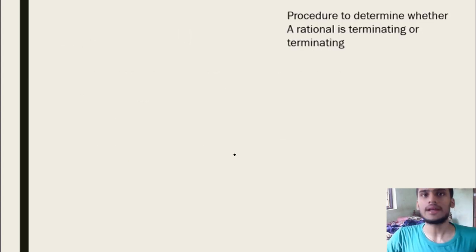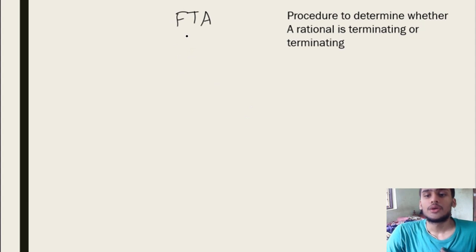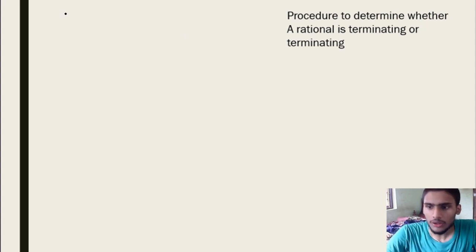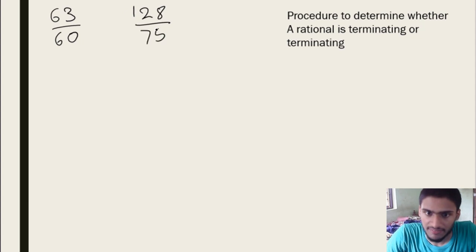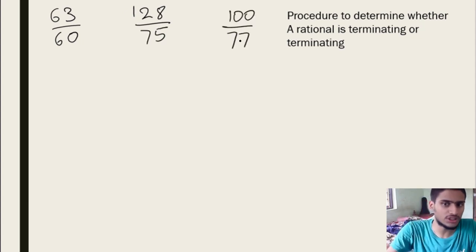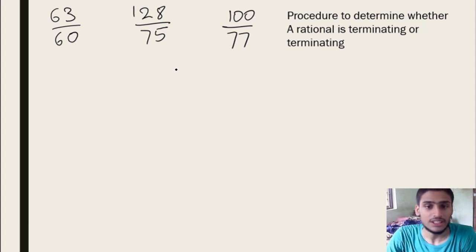Now let us look at a method to use the fundamental theorem of arithmetic to find whether a rational number is terminating or not terminating. For this, we are going to use three examples. Let's say 63 by 60, 128 by 75, and 100 by 77. We are going to proceed through a set of steps with these three numbers as examples simultaneously.